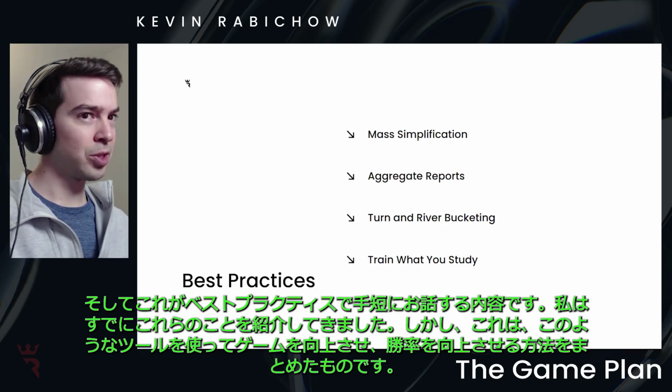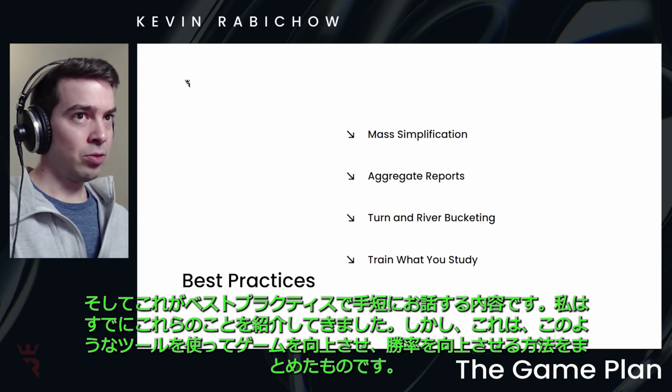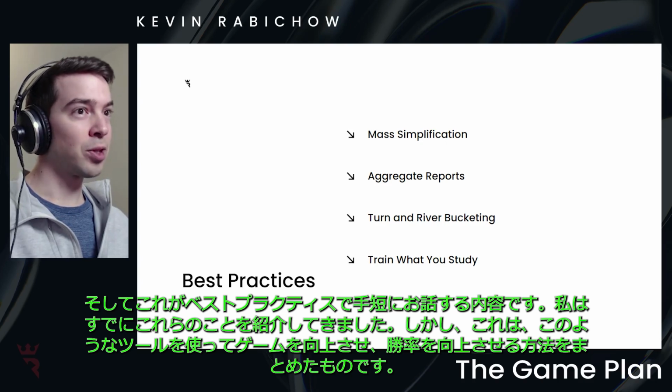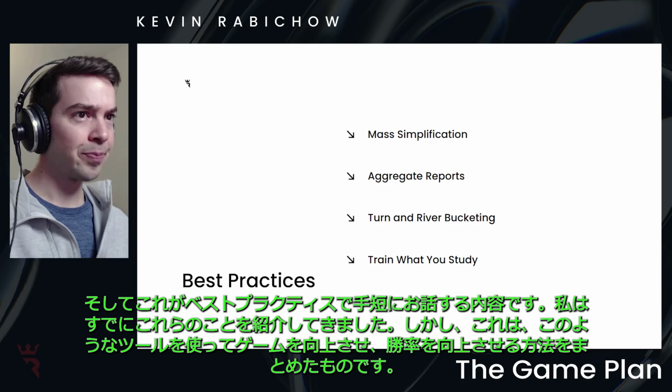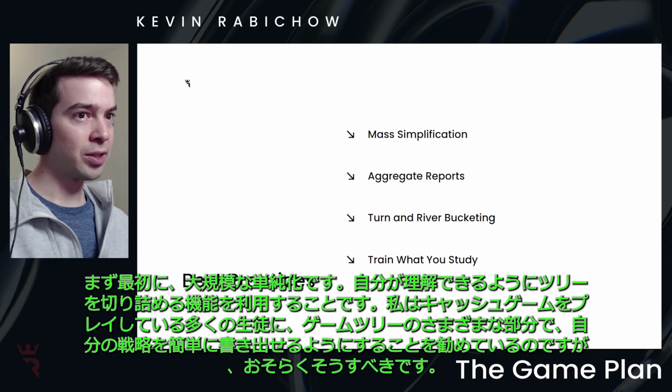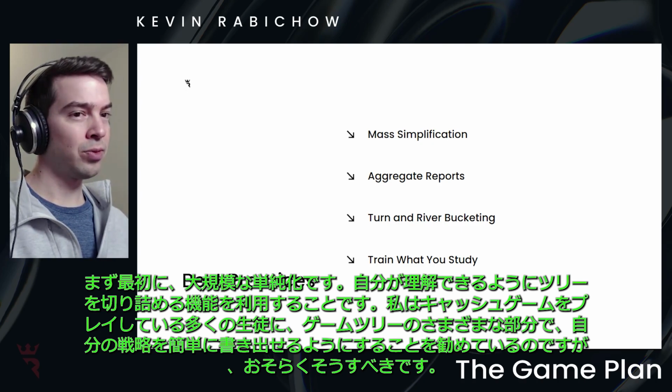And this is what I'm going to talk about quickly in best practices. I've already sort of showed these things, but this is the summary of how I want you to use a tool like this to better your game and to better your win rate. So first thing, mass simplification. Take advantage of the capabilities to trim down the tree in a way that you can understand.